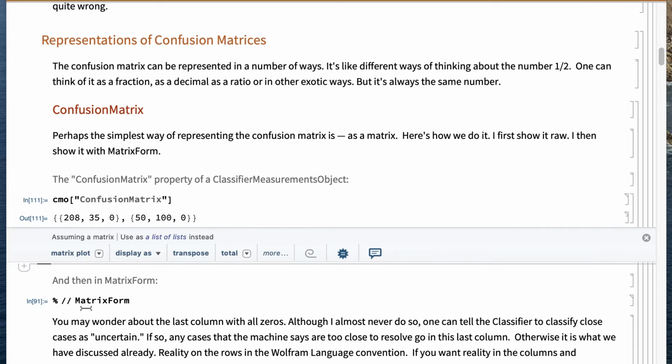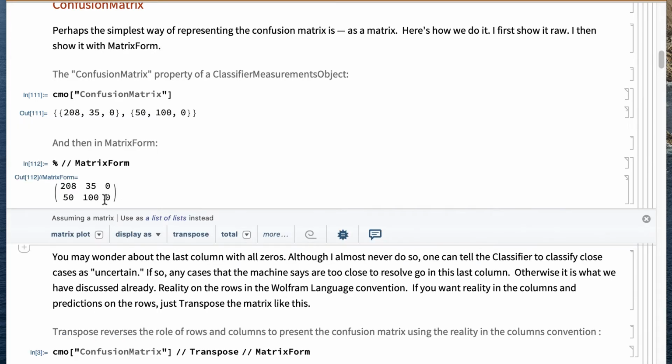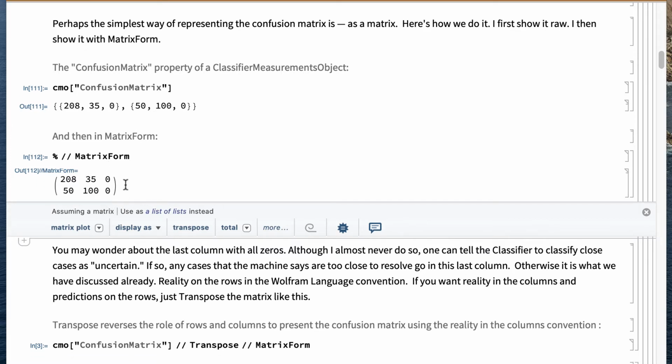You could ask to see the confusion matrix in matrix form. So we'll say take this output, that's, remember what percent does, and we'll say matrix form that. And so now it's in a nice, pretty matrix. As I mentioned, the last column are those indeterminates. There are no indeterminate people. That is, you either lived or you died on the Titanic, but maybe our classifier just can't figure it out.